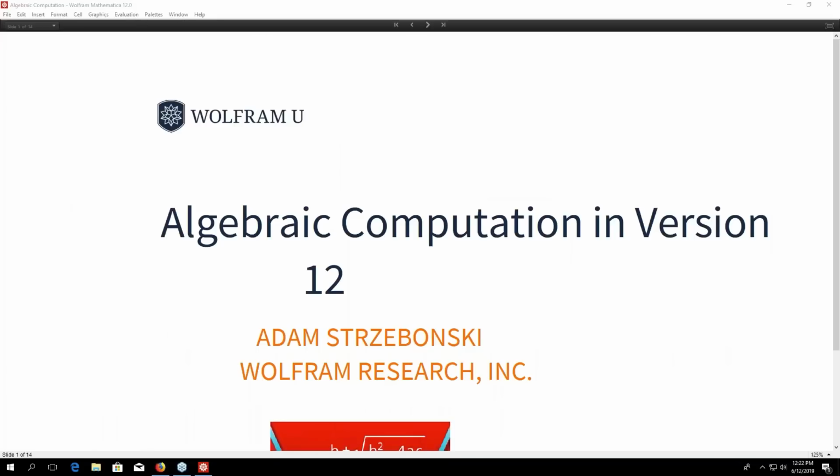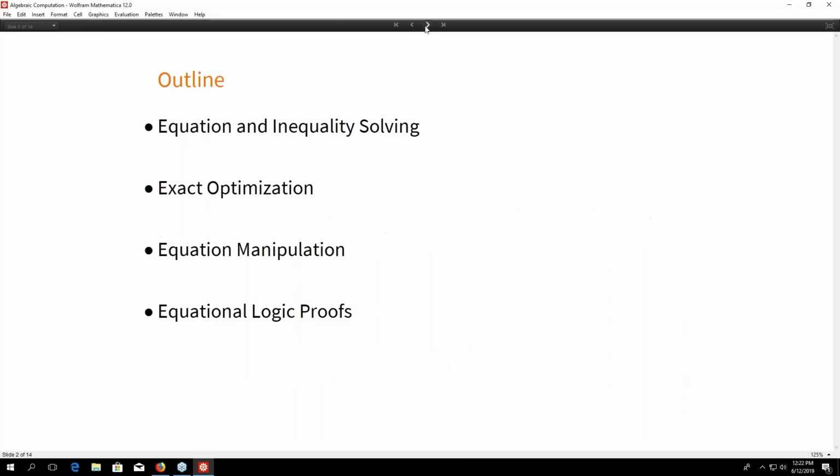Okay, so let me start my part of the talk. I will talk about computation, algebraic computation in version 12. My name is Adam Strzebonski. I'm a symbolic algorithms developer, and here's the plan for my talk. First, I will talk about equation and inequality solving and exact optimization. In those two categories, we have mainly extensions of scope and improvements in the existing functions. Then I'll talk about equation manipulation and equational logic proofs. These are entirely new functionality in version 12.